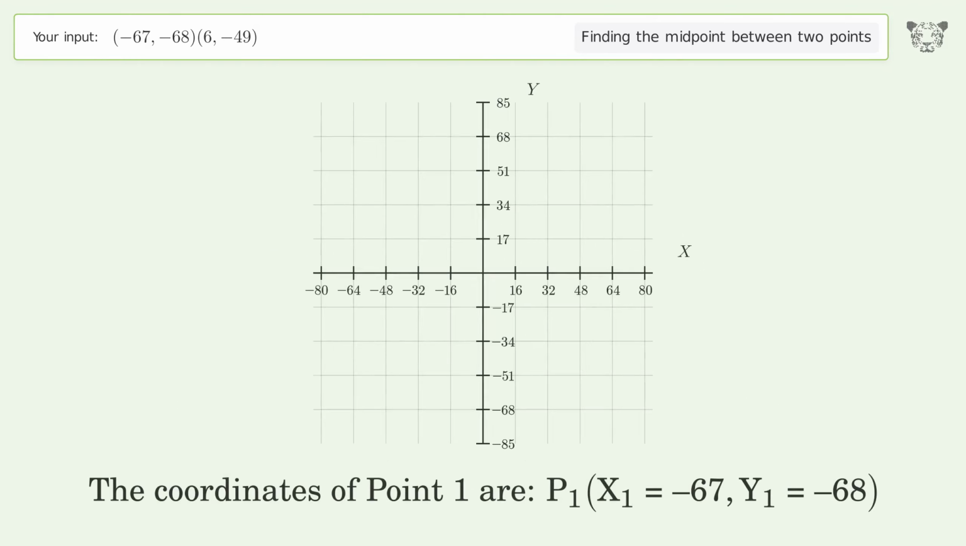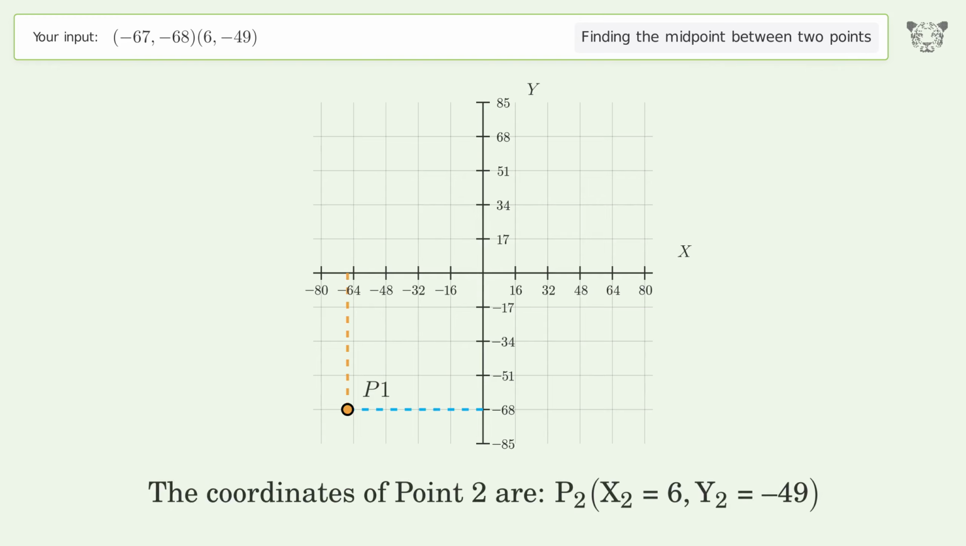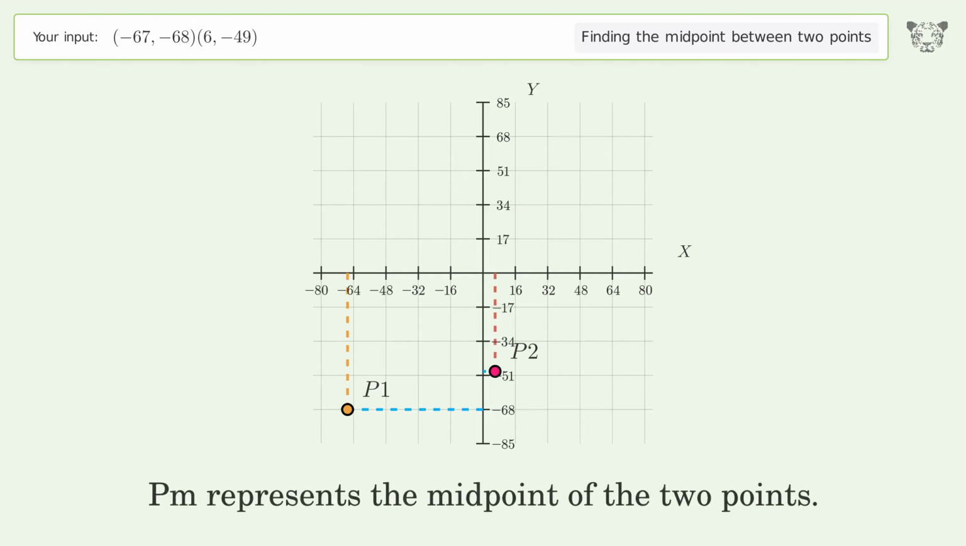The coordinates of point 1 are, x1 equals -67, y1 equals -68. The coordinates of point 2 are, x2 equals 6, y2 equals -49. PM represents the midpoint of the 2 points.